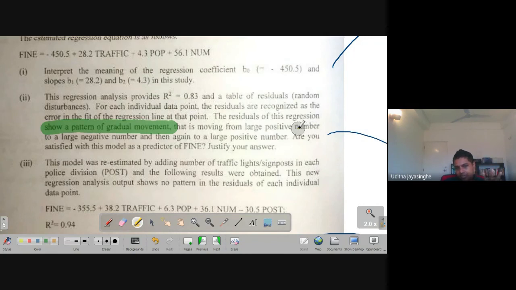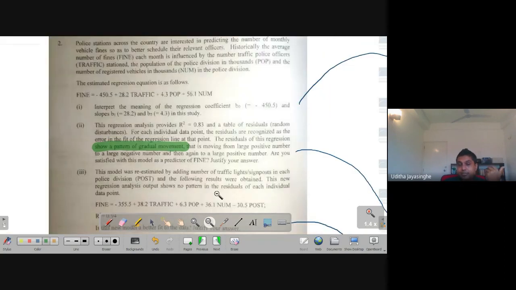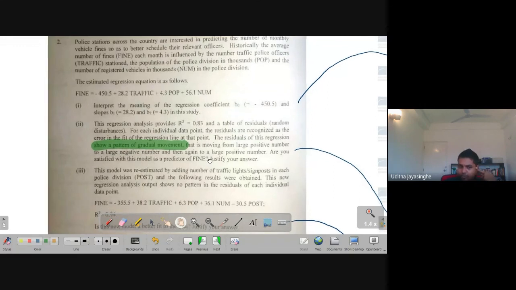Are you satisfied with this model to predict the fines? I am going to say no. Why? Because they have identified a pattern. So it's not a good model. The first model that we have recognized is not good. That's going to be the concluded answer.